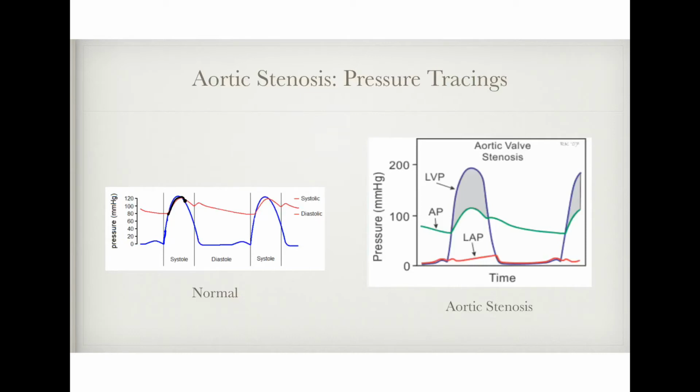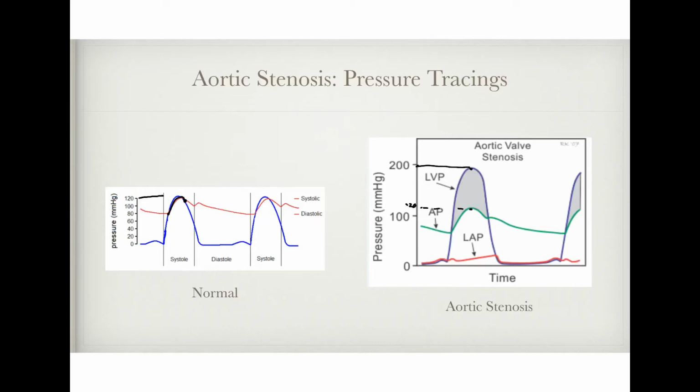Note that the peak pressure here is about 120 millimeters of mercury, which is fairly normal. Compare that to the patient with aortic stenosis. First of all, you'll see that the pressures in the left ventricle are much, much higher, up to 200, whereas the pressures in the aorta are close to normal, around 120. So that leaves a huge gap in pressure between the left ventricle and the aorta during systole. And it's this pressure gradient that presents a really big problem for the patient.